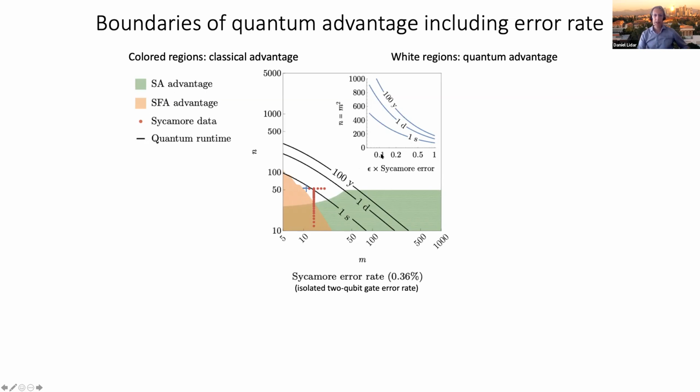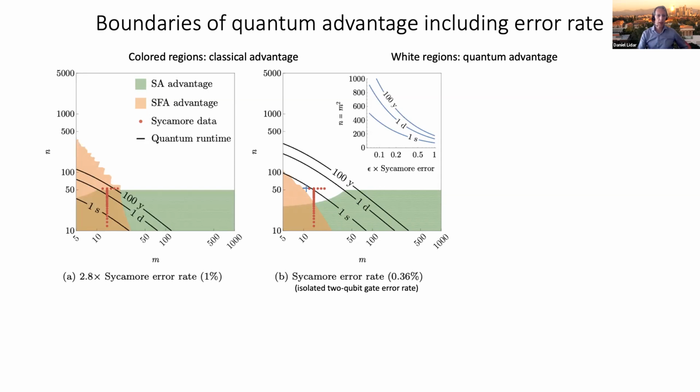Okay, but let's look at what happens if we were to rewind the clock and take us back a few years when the error rates were not 0.36%, but 1%. So that's just a factor of 2.8 larger than the current Sycamore error rate. Under that scenario, there would have been no quantum supremacy demonstration. Right, so you see here how the red dots are overtaken by the Schrodinger-Feynman algorithm at the largest circuit width.